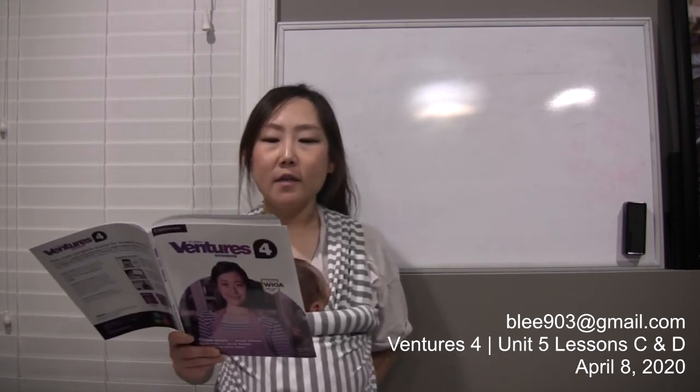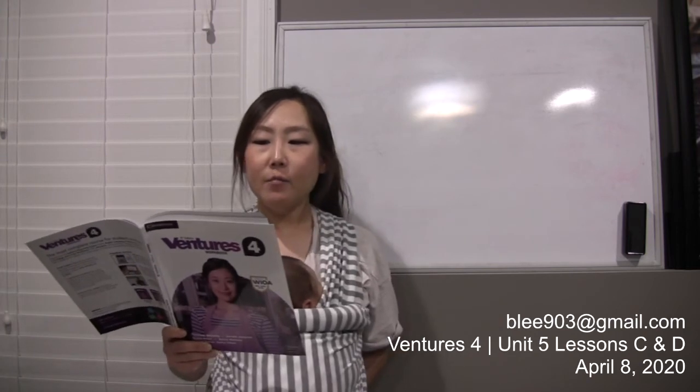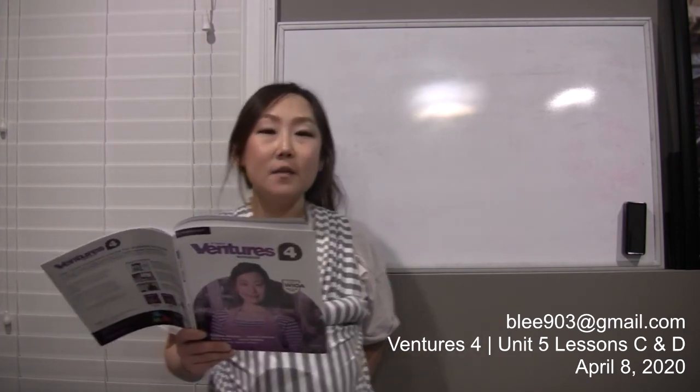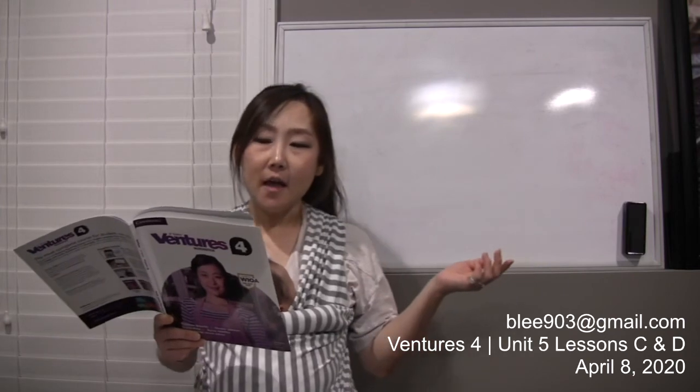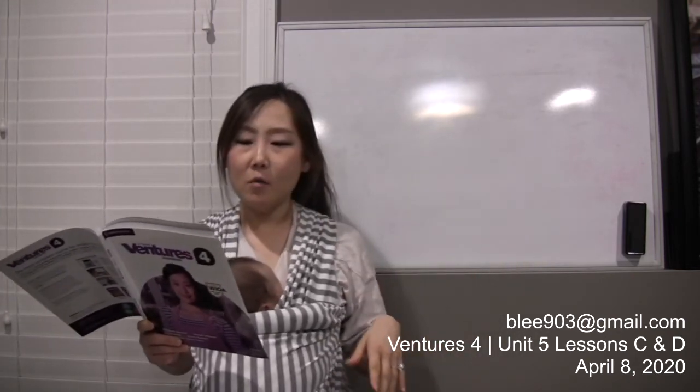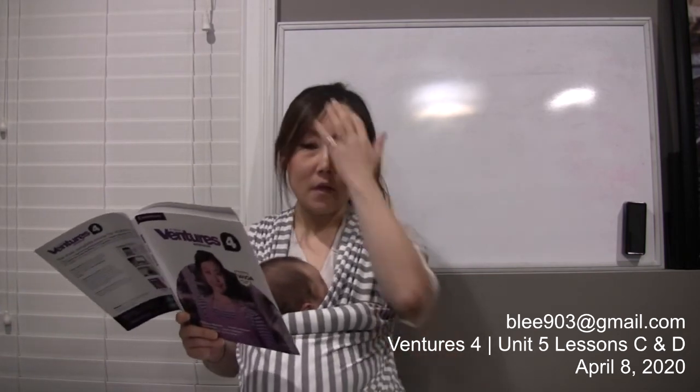Okay, so let's open our workbook to page 58, lesson C, verb tense contrast. Okay, so exercise 1, circle the verbs, then write present, present perfect, or past. This one's pretty easy because we're just identifying the tense, so we're going to do this together. So after I read each sentence, you can write down the tense, or you can just say the tense. I'll just pause very briefly between each sentence.